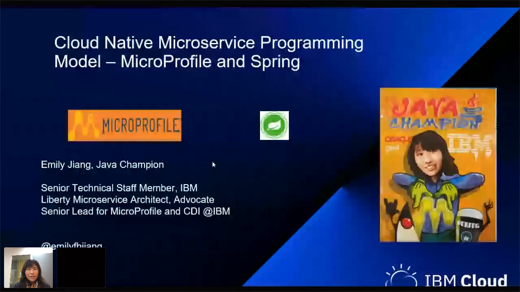So I am Emily Jiang. I'm a Java champion. I'm a senior technical staff member in IBM. I'm the Liberty microservice architect. So I work mainly on open source projects like MicroProfile and Open Liberty.